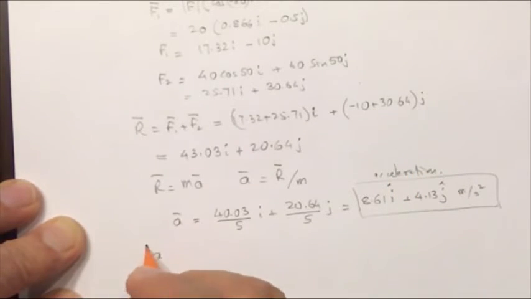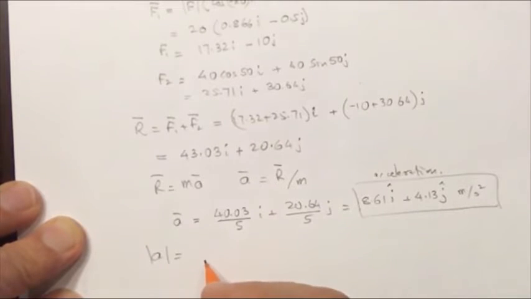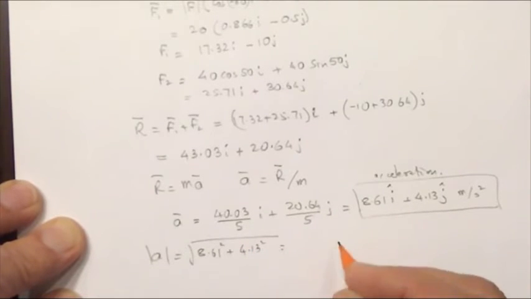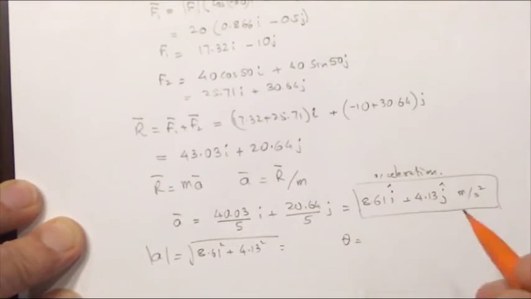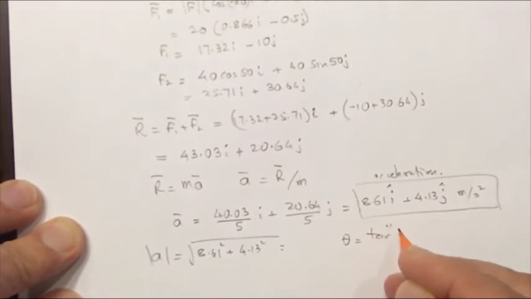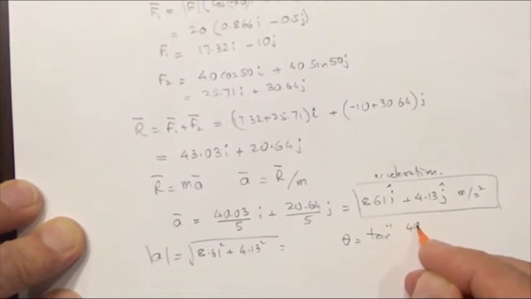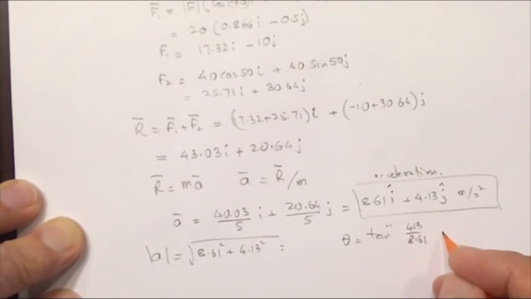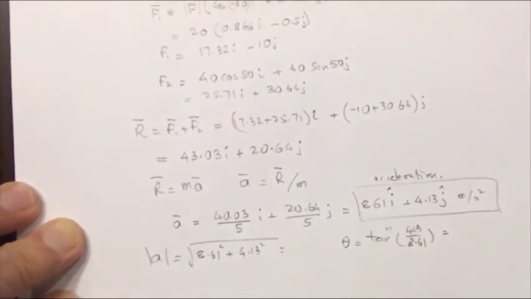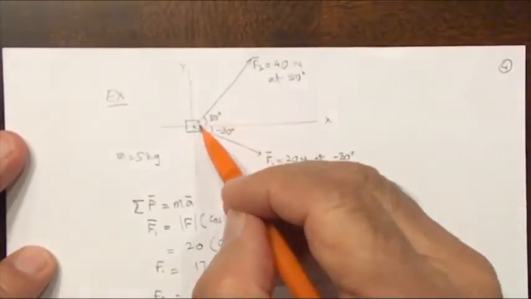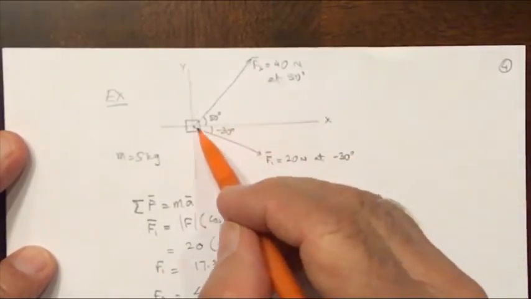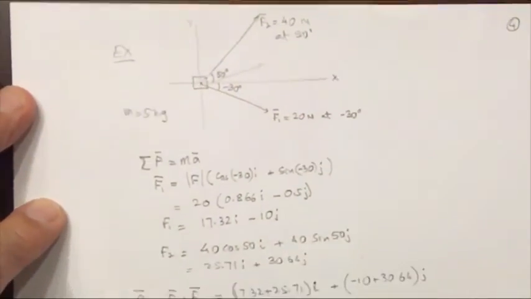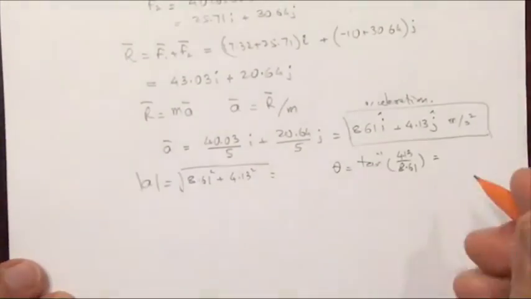Now if you want to find the magnitude of the acceleration, just square and add and square root. It's going to be the square root of 8.61 squared plus 4.13 squared, and you can solve that. And theta would be tangent inverse of the y term over the i term, and you can get that also. Now, because this vector is bigger, it should go somewhat in this direction, but that can be figured out. Okay, so we stop here.